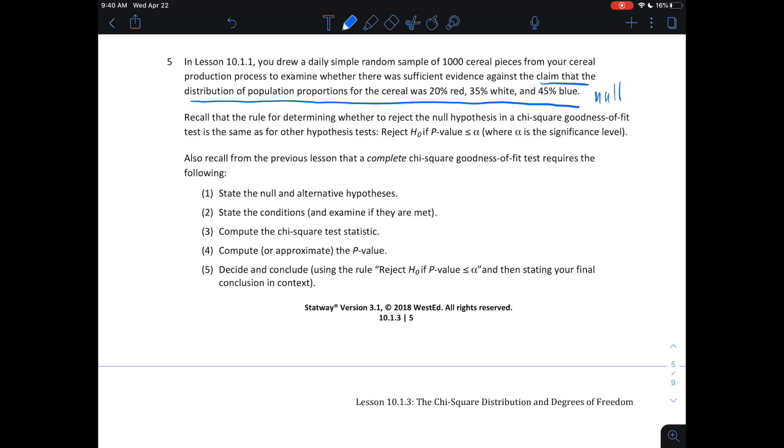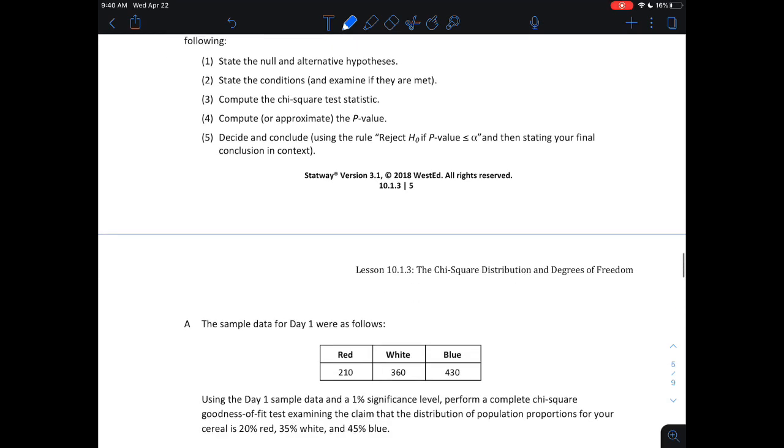Number 3, compute the chi-square test statistic, as we saw before. Compute or approximate the p-value, which we're going to learn how to do on the next page. And then finally, decide and conclude using that rule: reject the null hypothesis if the p-value is less than alpha, and then state our final conclusion in context. So we're going to do all of that on the next page.